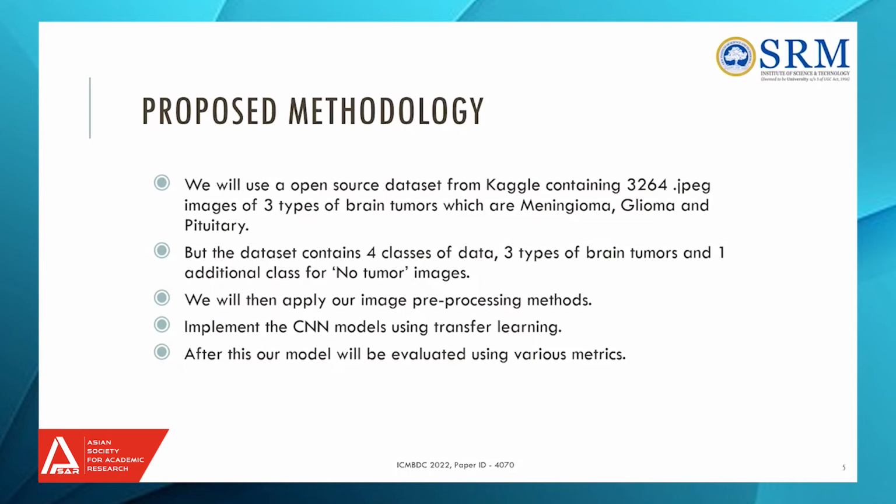Now we'll move on to the proposed methodology, which covers our architecture diagram, pre-processing techniques, and our model specifications. The dataset we have used for our model is an open source dataset available on Kaggle. It consists of approximately 3,000 MRI images and 4 classes. 3 of the classes are meningioma, glioma, and pituitary tumors. The 4th class are the images with no tumor.